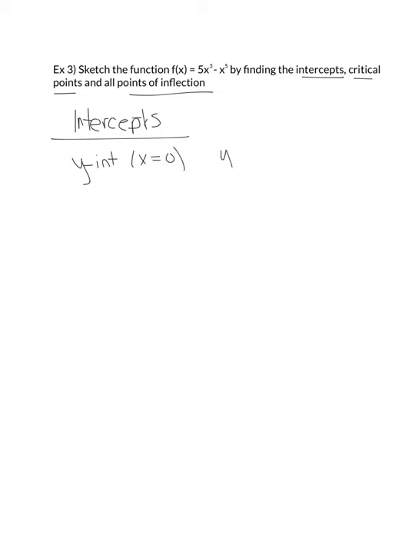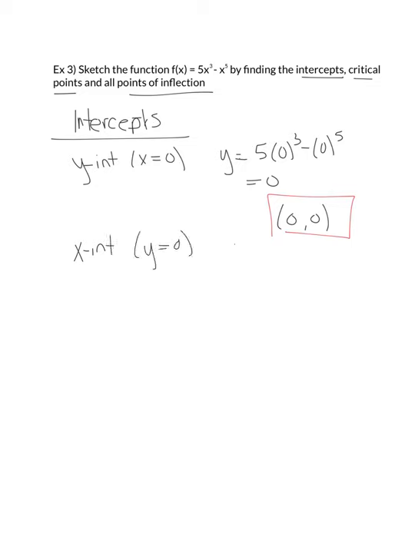So I have y is equal to 5 times 0 cubed minus 0 to the 5, which is 0. So I know that my y-intercept is at 0, 0. Now, x-intercepts. I'm going to let y equal 0, so I'm going to get 0 is equal to 5x cubed minus x to the 5. This is going to be nice and easy for us to factor. I will take out an x cubed, and I'll be left with 5 minus x squared.